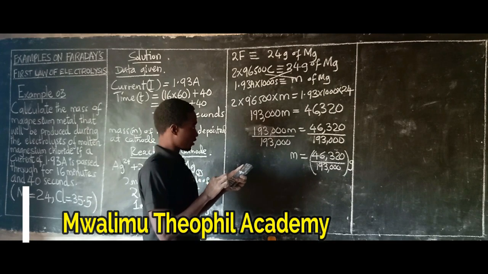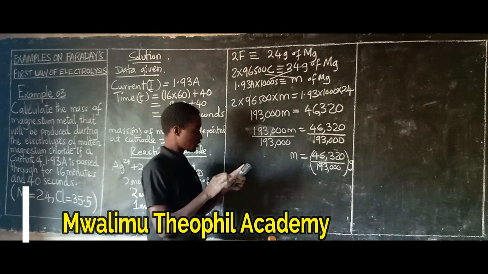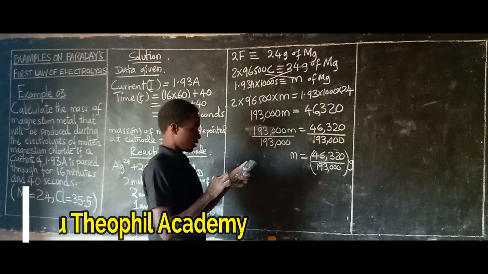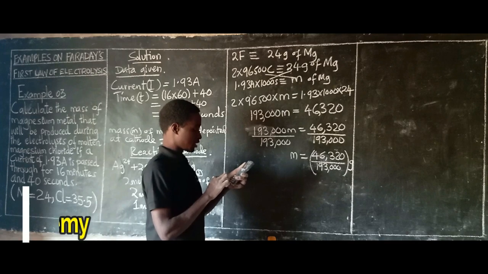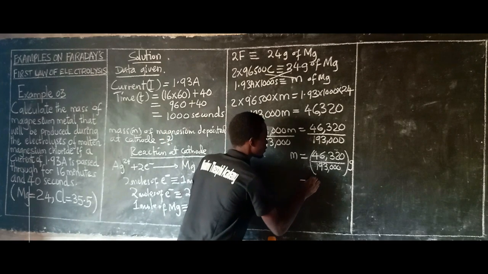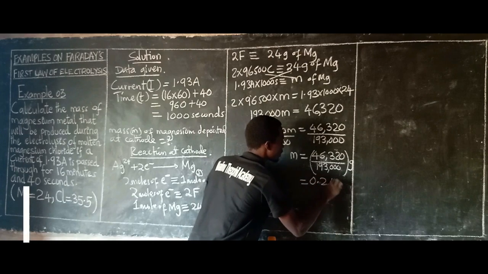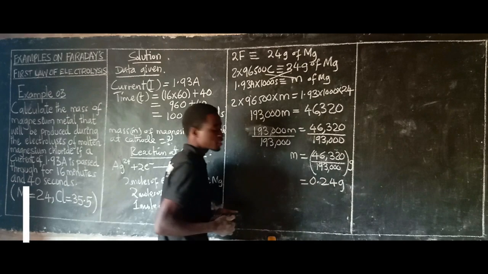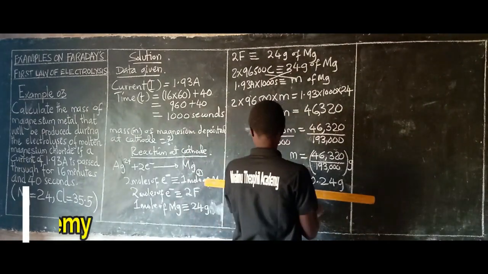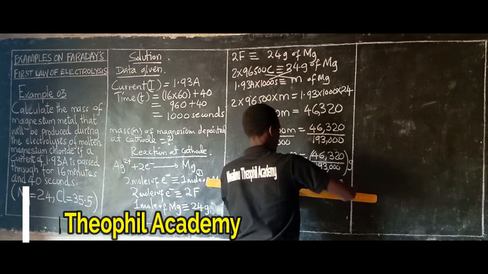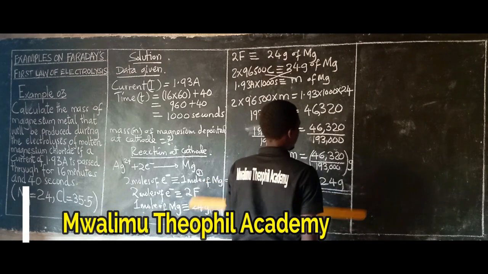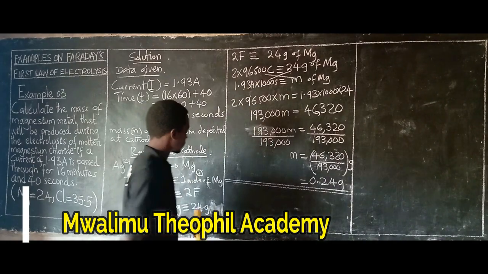We are going to divide 46,320 over 193,000. What do we get? The answer here becomes 0.24 gram. So this is the mass of magnesium to be deposited at cathode.